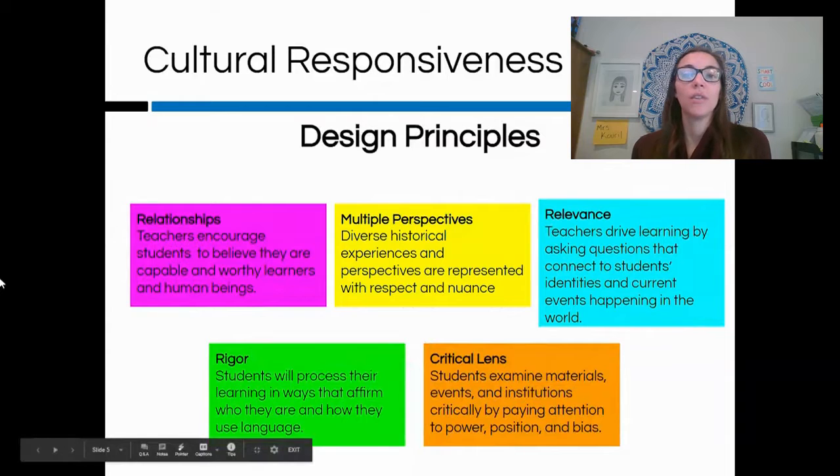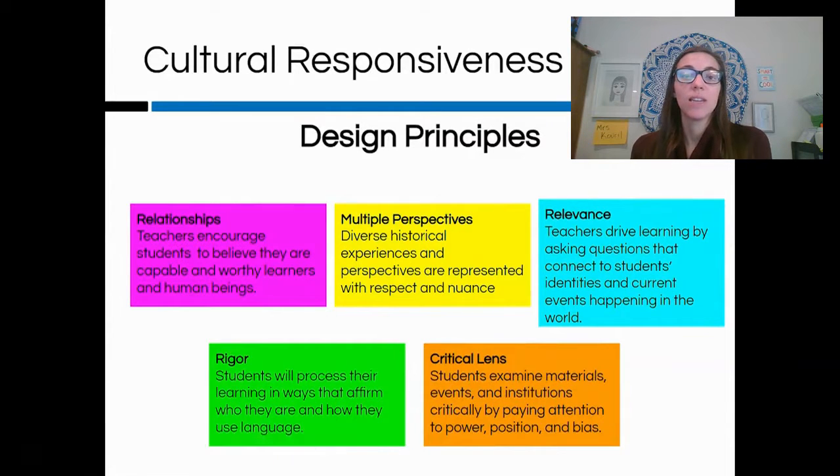Here at Glasgow, and broadly in all social studies courses in Fairfax County, we've increasingly adopted what we call the design principles for cultural responsiveness. These are values that we try to bring to every single unit of study and every single lesson. And I just want to go through some of those with you.